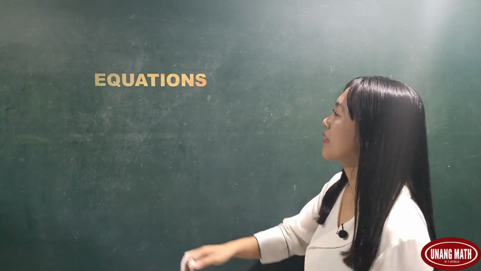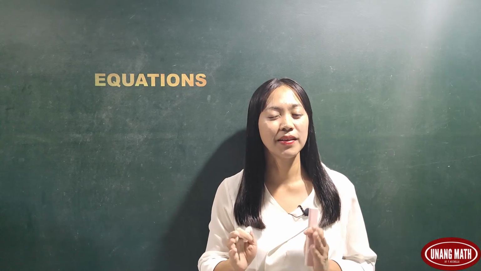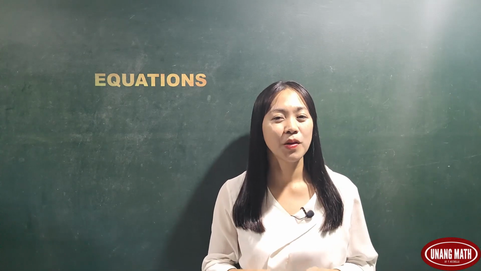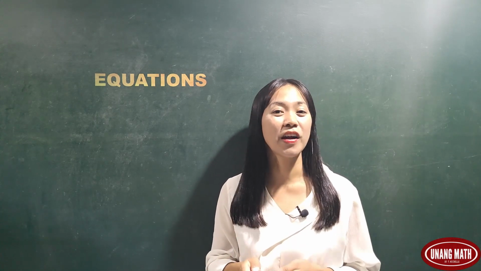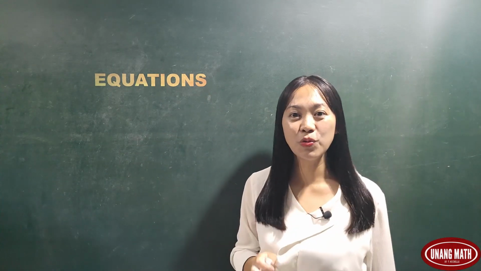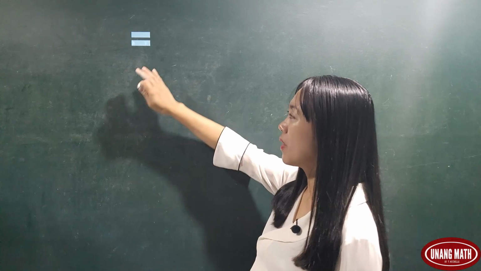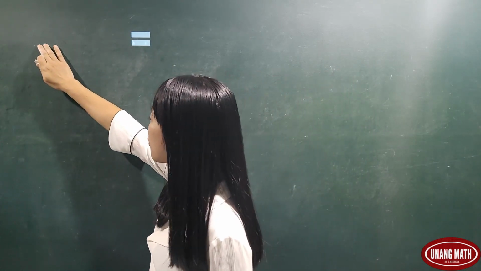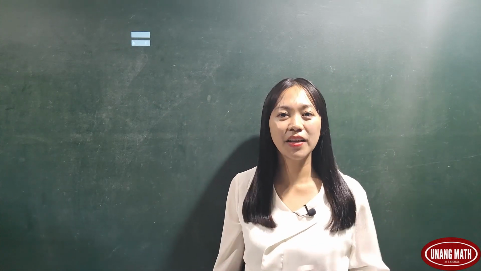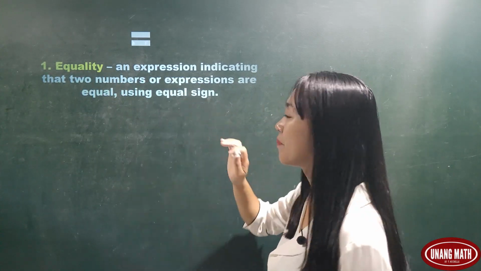Okay, let's begin. Some of you think that this topic equation is difficult, but actually, we already encountered equations in our previous episodes. We just didn't label that those are equations. So what are equations then? Equations use this symbol, and this is an equal sign. Equal sign means that the numbers or expressions on the left and on the right are equal. It denotes equality. So two numbers or expressions are equal using equal sign.